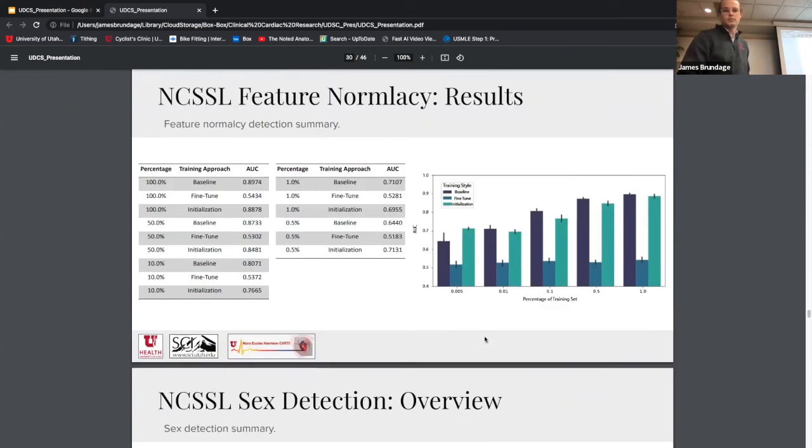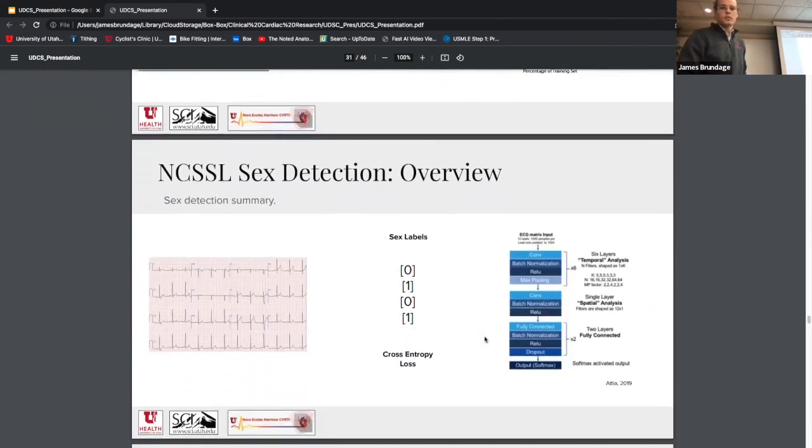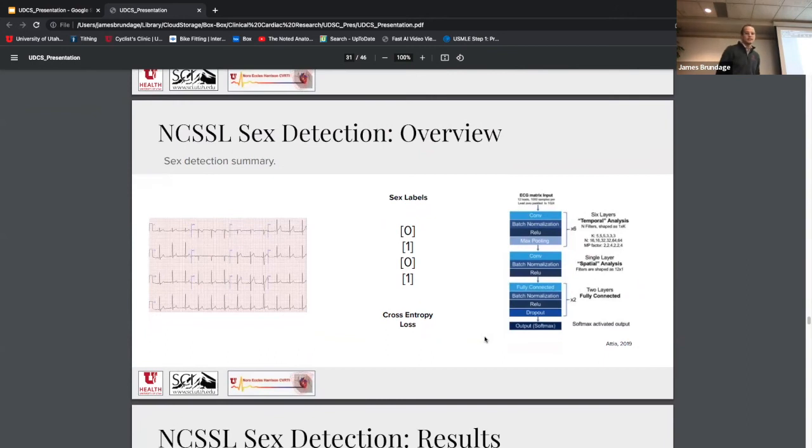We can move on to the next one. So then the next thing we tried was to detect sex. With almost every ECG that we get at the hospital, we can almost always link it to the sex of the patient, or at least what is inputted into Epic as the sex of the patient. So we did the same thing here, trained it as a binary classifier and used the same architecture that we used previously.